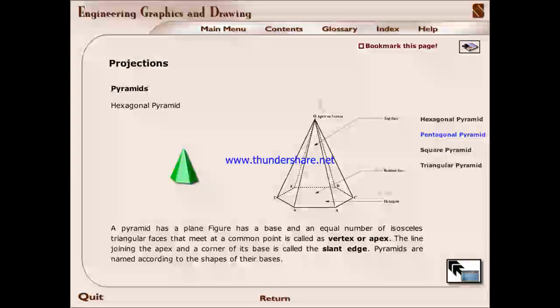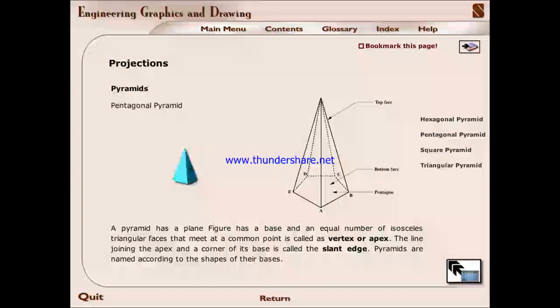Now pentagonal pyramid. We can define it like the previous one. A pyramid has a plane figure as the base and an equal number of isosceles triangle faces that meet at a common point called the vertex or apex. The line joining the apex and the corner of its base is called the slant edge. Pyramids are named according to the shapes of their bases.